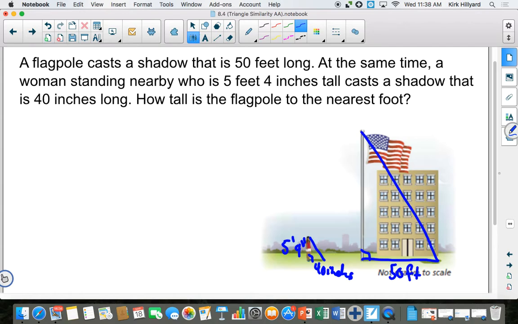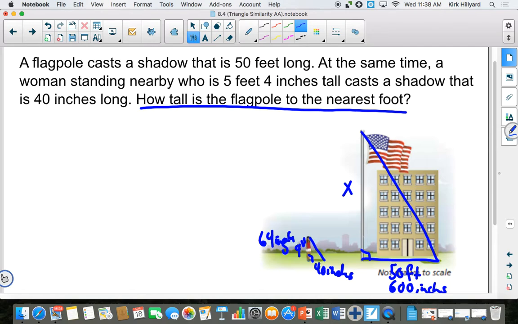How tall is the flagpole to the nearest foot? So we need to change that to X. Hopefully you notice that this is 5 feet 4 inches, this is in inches, and that's in 50 feet. So we need everything to be in inches or everything in feet. 5 feet is 60 inches, so this is really 64 inches. And 50 feet, 50 times 12, is going to be 600 inches.